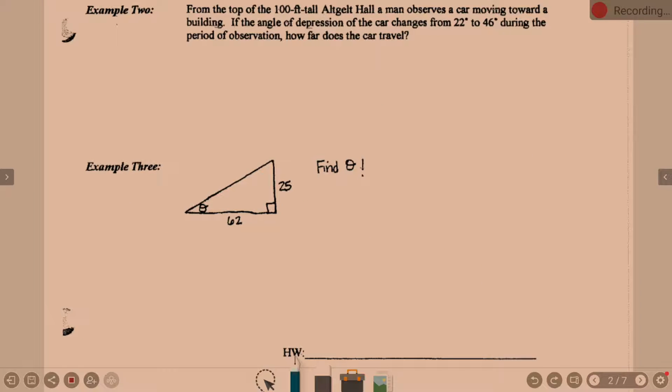Example 2. From the top of the 100-foot tall Altgett Hall, a man observes a car moving toward a building. If the angle of depression of the car changes from 22 degrees to 46 degrees during the period of observation, how far does the car travel? Okay, well, you guys know how these math notes work, right? This is the next step up. This one does take a little figuring out, but let's work on getting a picture set up. So, I'm going to put my hall over here.